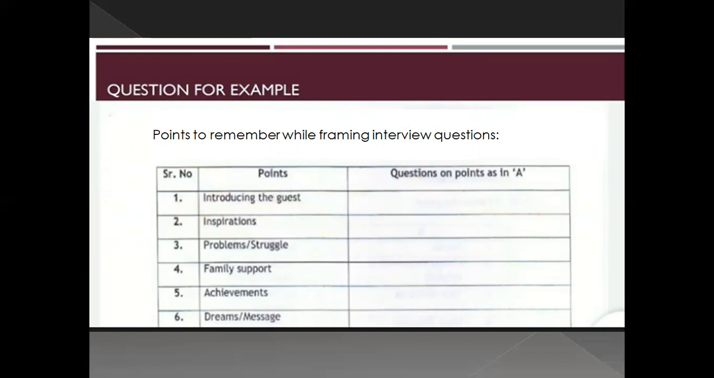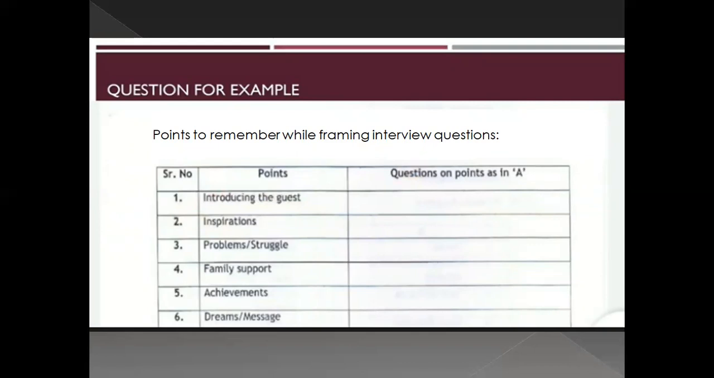Then you can ask questions wherein you talk about the problems and struggles that they face. Every person who is successful has also gone through the process of struggle. He has struggled somewhere or the other in his life in order to reach that particular place or position. So you can ask questions wherein you get to know how this person struggled or what kind of problems he faced while he was journeying on this path of success.